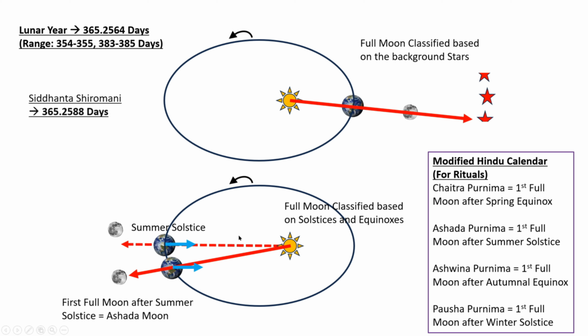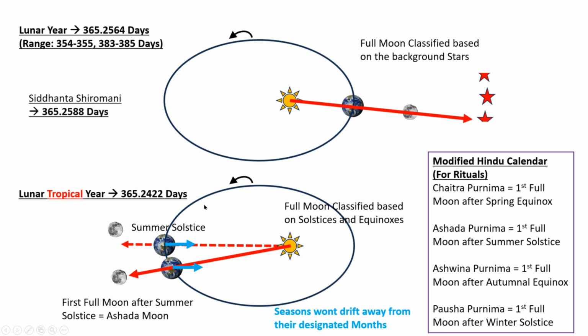But the main difference is, instead of defining the name of this full moon and the month based on the stars, we have completely gotten rid of the stars, and we'll just use these as our anchor points: the summer solstice, the equinoxes, and the winter solstice, and so on. So we expect that over a long time this should turn out to be a tropical year, with a period of 365.2422. And when this happens, there will be no drift in the seasons with respect to the months. This is the correction that we want, that seasons won't drift away from their designated months.